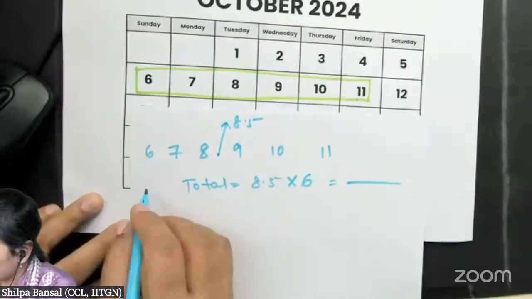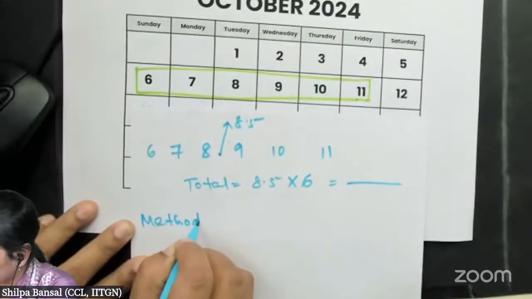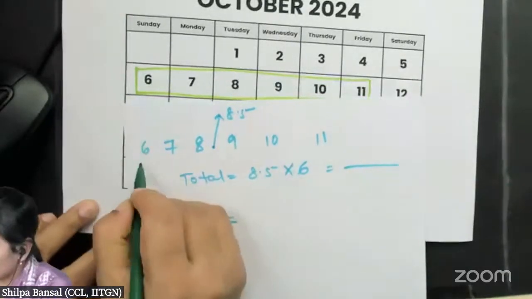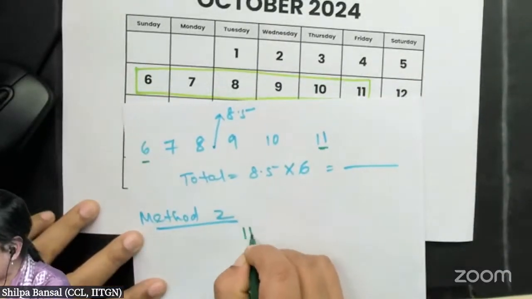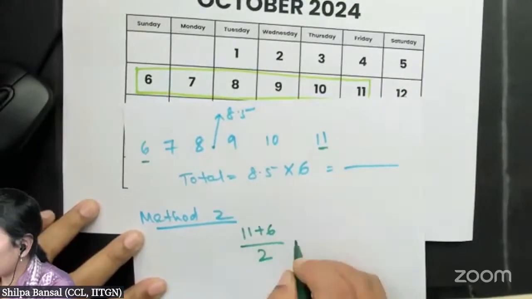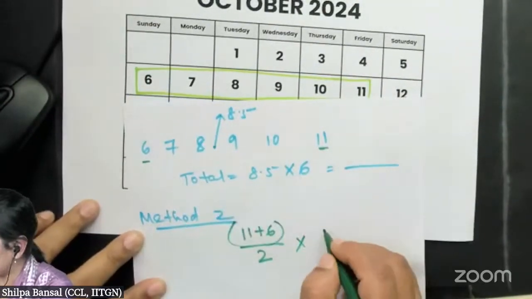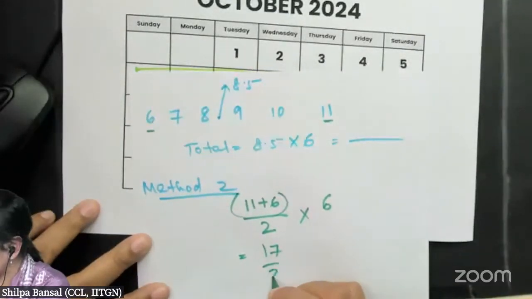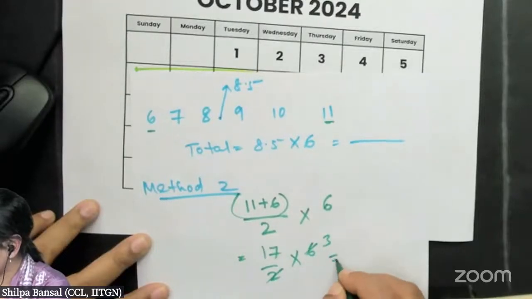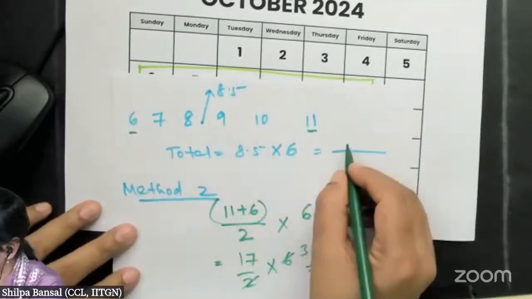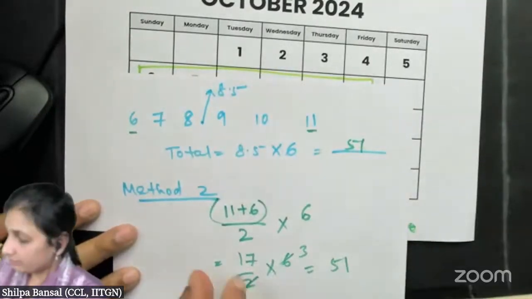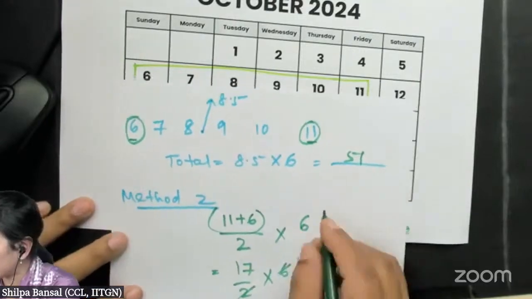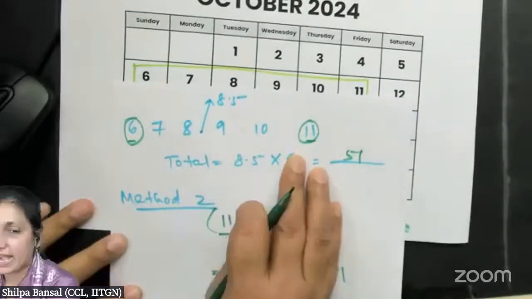So whichever is the answer. Okay. Again, another method 2 is there. Method 2, what you can do? Method 2 is first number and last number you add. Okay. And then divide and times the total number. It is 17 by 2 and 6. It is 51. Which here also the answer is 51. So first number and last number add, divide by 2 and total number. It is the total how many numbers you are adding.